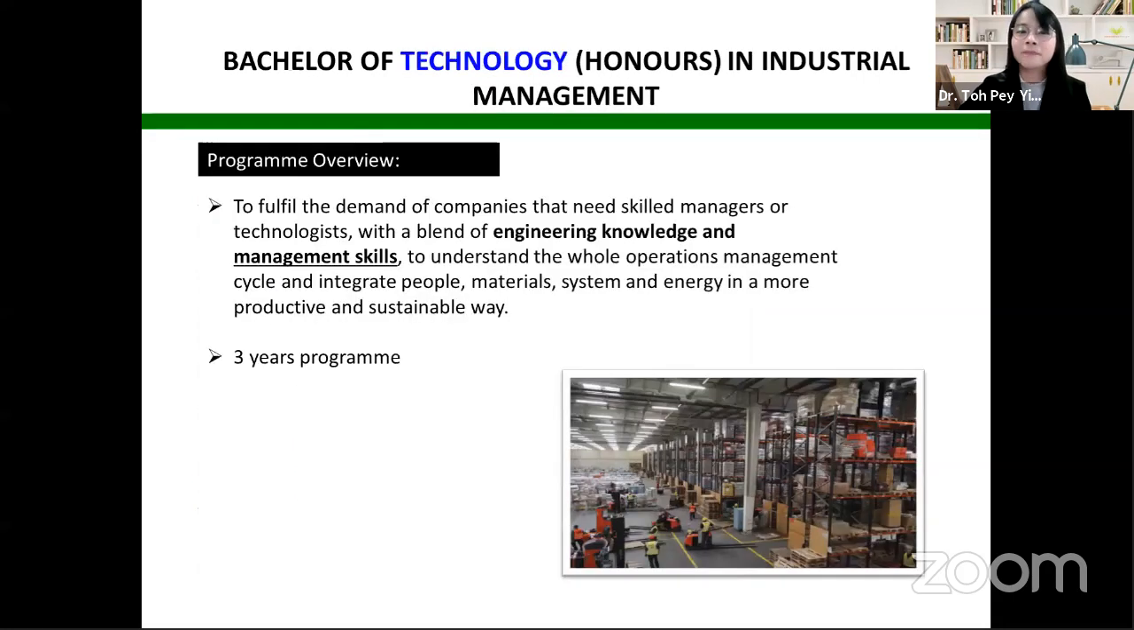Now I will continue with the technology program, industrial management. You may wonder what the difference is from industrial engineering. The industrial management program is more focused on management skills. That means the students' syllabus is more focused on management skills. And this technology program is a 3 year program, compared to the engineering program.